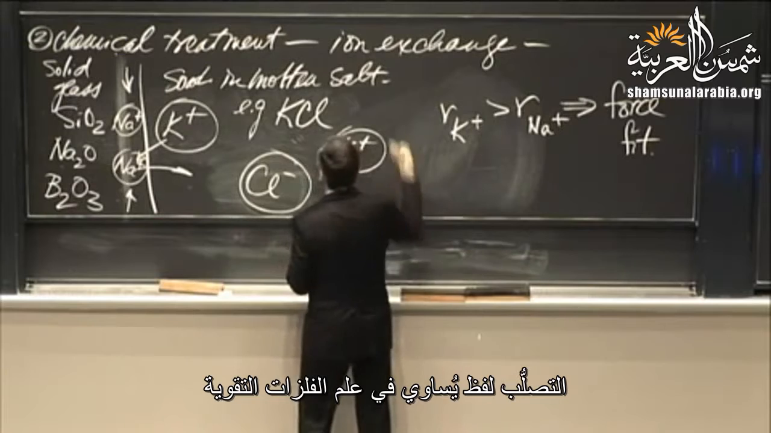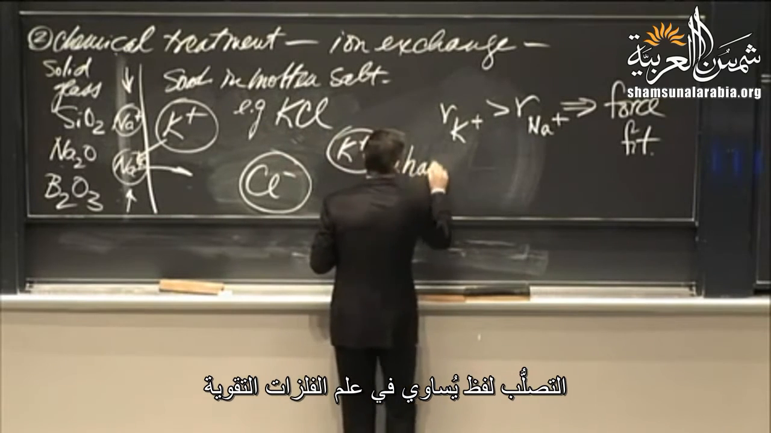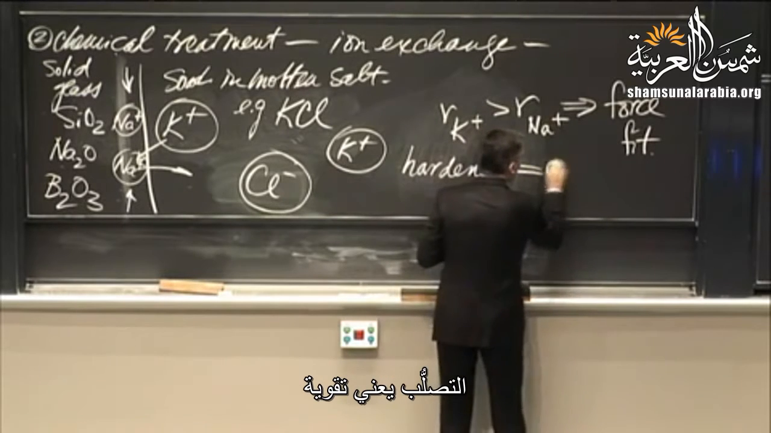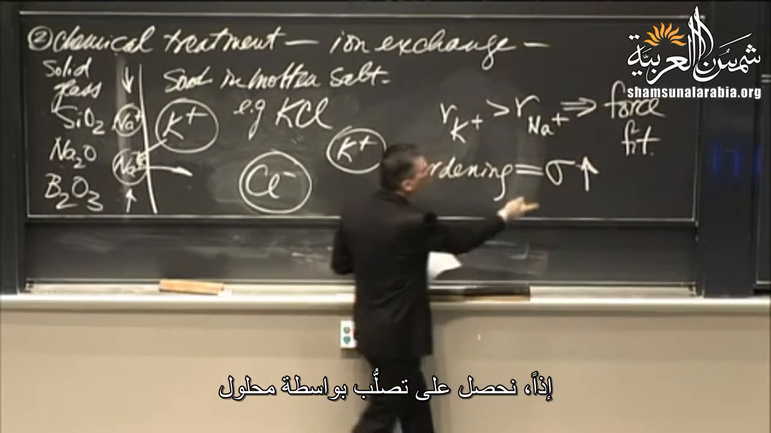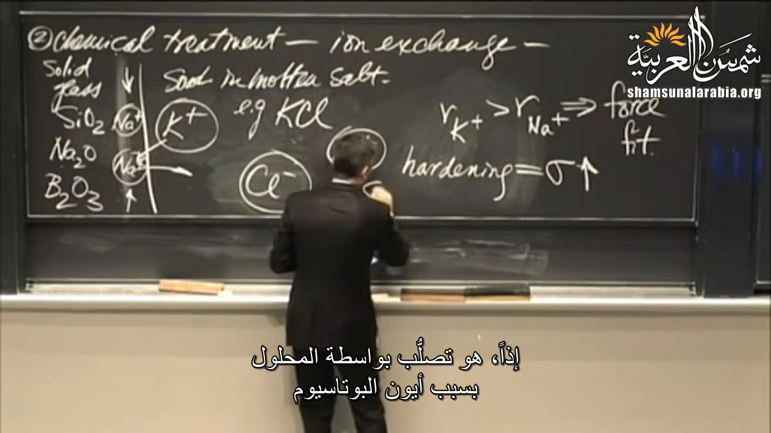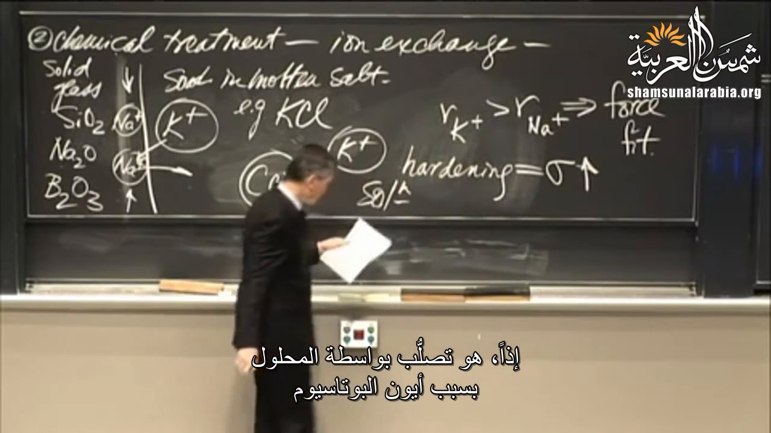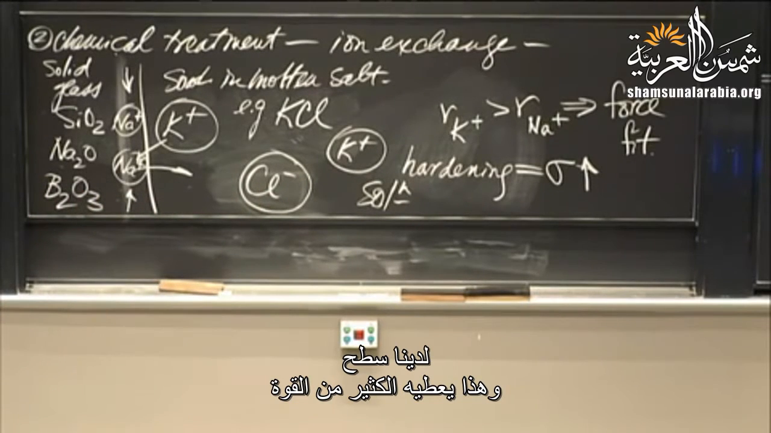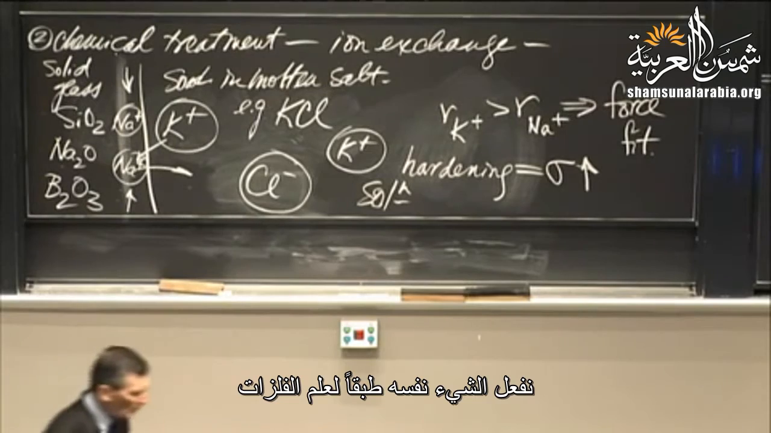solution hardening. Hardening is the metallurgical term for raising the strength. Hardening is equal to strength going up. So we get hardening by solution. So this is solution hardening, because this potassium ion is in there. So we have surface, and this gives it a lot of strength. We do the same thing metallurgically.